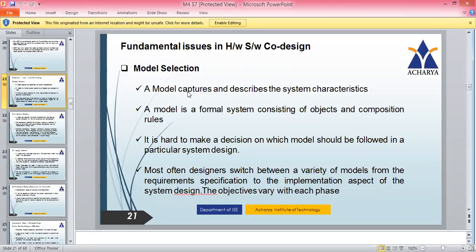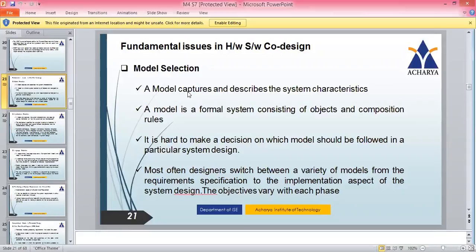What is this model selection? It mainly captures and describes the system characteristics. A model is a formal system consisting of objects and composition rules. I hope you have studied in software engineering the different models, waterfall model, Boehm-Sperry model. So likewise, here also, we may use any of those models depending upon the type of application. And this model mainly describes the system characteristics, which has got different objects and composition rules.